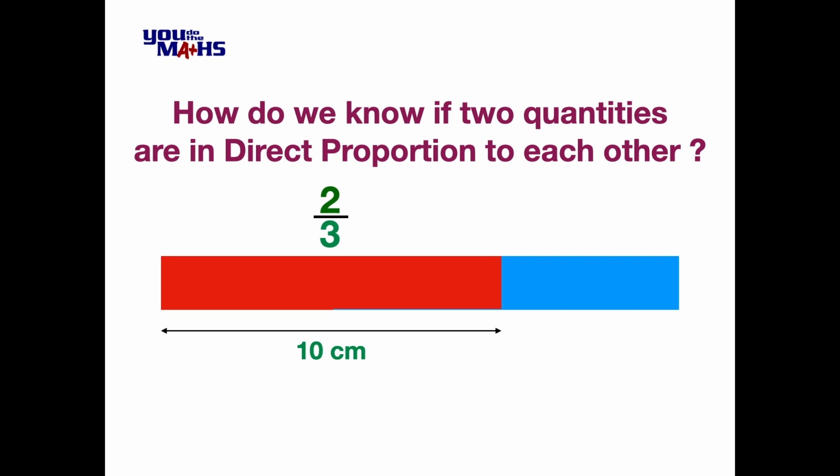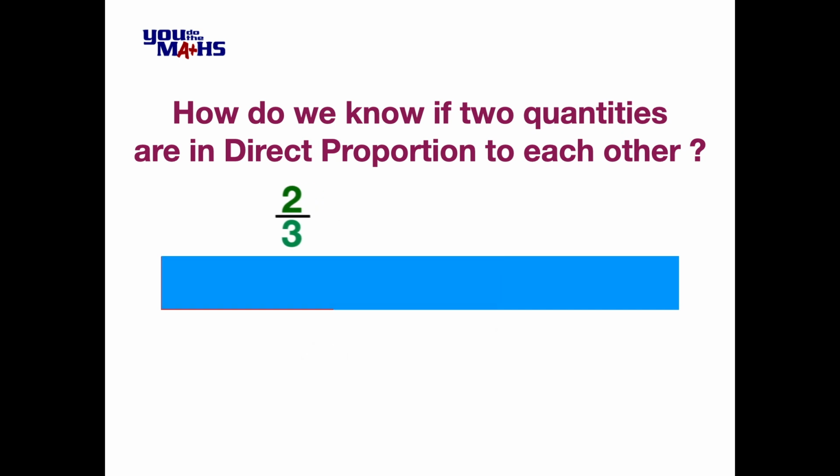The other thing to check to see if two quantities are in direct proportion to each other is to say, what if one quantity was 0? So if none of the ruler was coloured in, the length that would occupy would be 0 centimetres. So to be in direct proportion, as well as both quantities changing in the same way, in other words the same scale factor, they also need to be 0 at the same time.